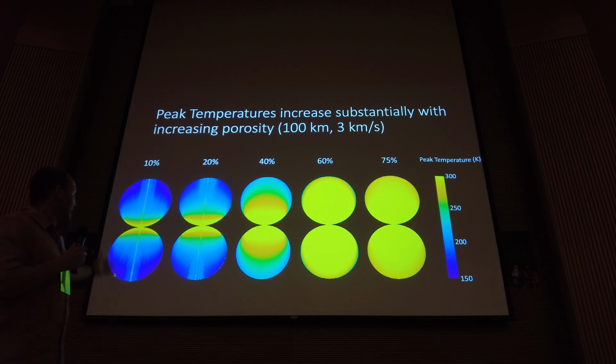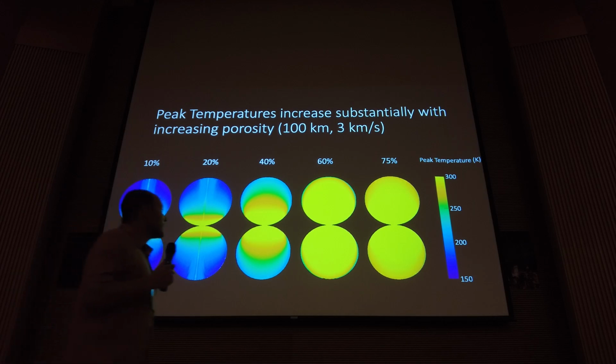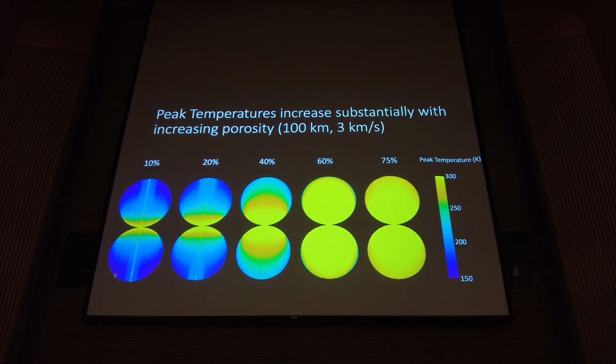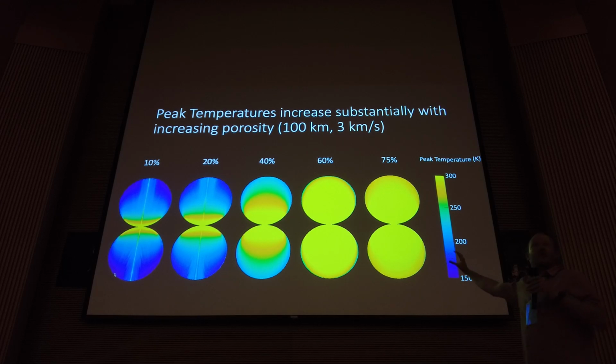And what we find is that as we get more and more porous, all other things held equal, our peak temperatures rise incredibly quickly with increasing porosity. I just like to point out the top of the scale is 300 Kelvin. It's above the triple point of water. There is no way amorphous water ice would survive that.